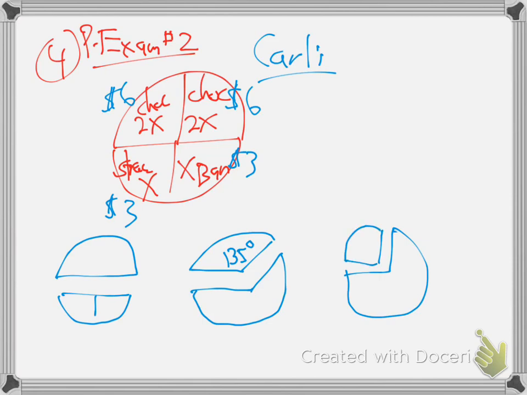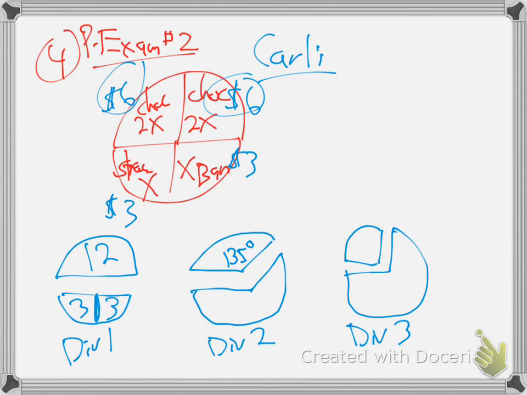Okay, so which of those three will Carly do? Here's division 1, division 2, division 3. Let's look at number 1. This would be $3, $3, and this is $12, because 6 and 6. Will Carly do division 1? Will she cut it right through the middle? She would think this is worth $12, this is worth $6.